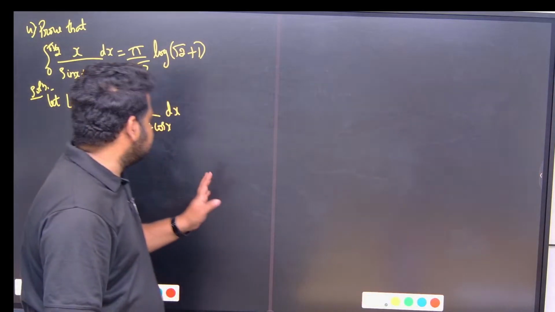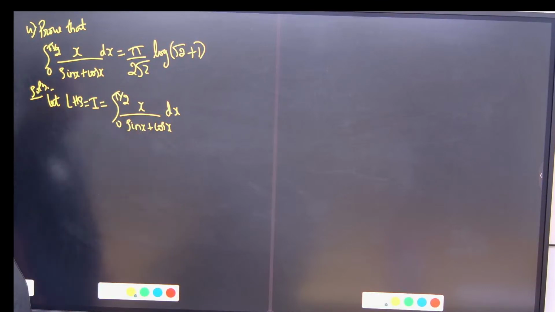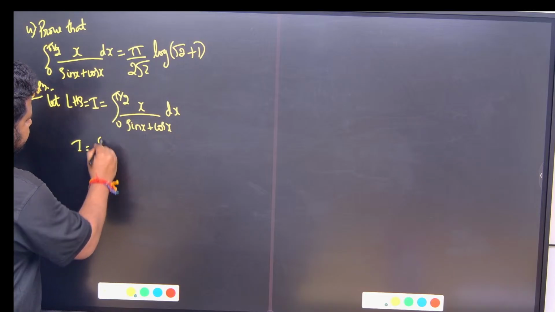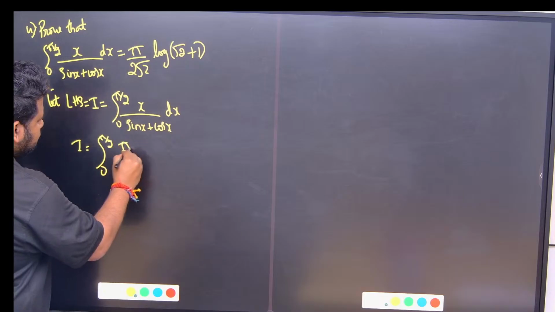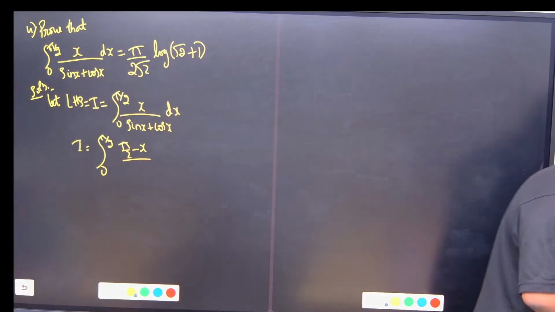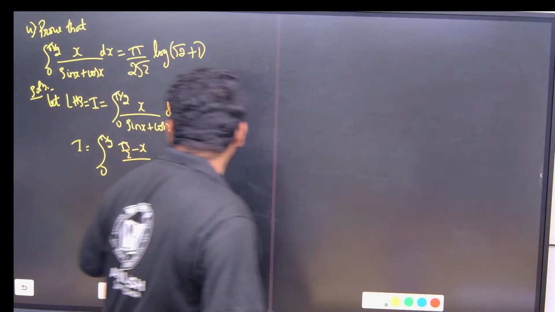Observe carefully, I hope it is clear, there is no blur here again. Now what we used to do? The integral from 0 to pi by 2 of x by sin x plus cos x dx. Now let us write this as I is equal to the integral from 0 to pi by 2, with x replaced by pi by 2 minus x. It is pi by 2 only, the limits are 0 to pi by 2.